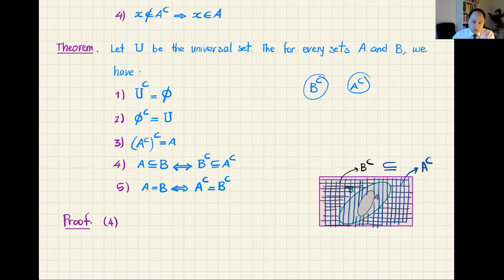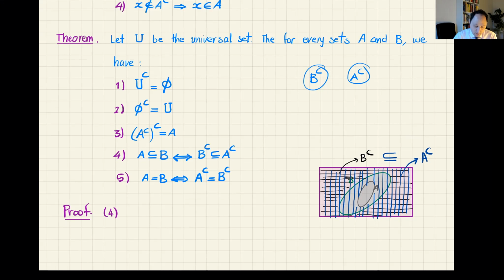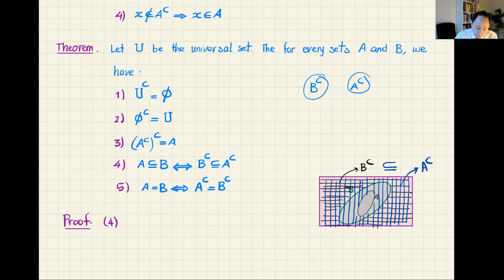But this is a diagram, and this is not a mathematical proof. So I want to show that based on this assumption, this is indeed the case. Okay, how should I prove this? If I want to show that this one is a subset of this one, there is only one way. I need to take a typical element here and show that this element is definitely on the right-hand side as well. Okay, so let us do that.